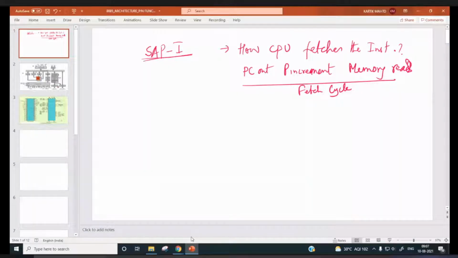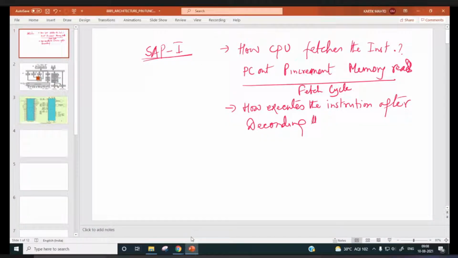Then how it executes the instruction after decoding the fetched instruction. And this is called the execution cycle.